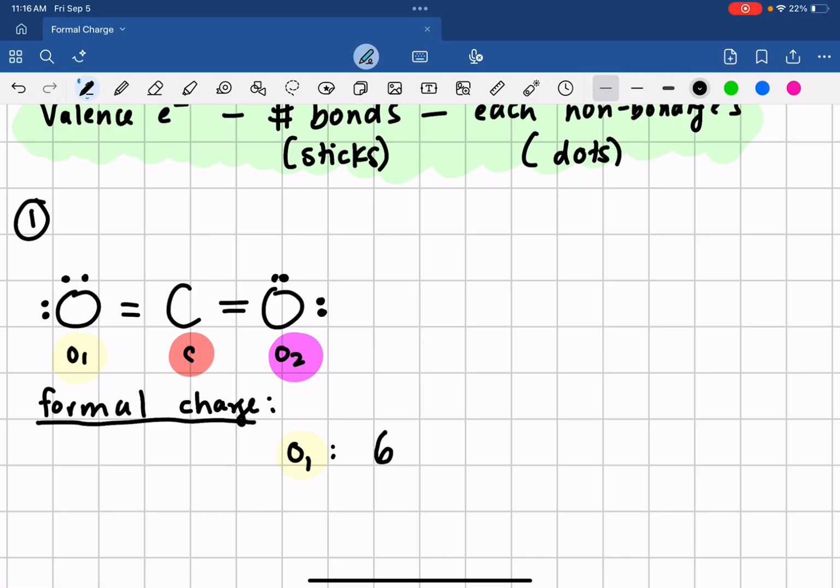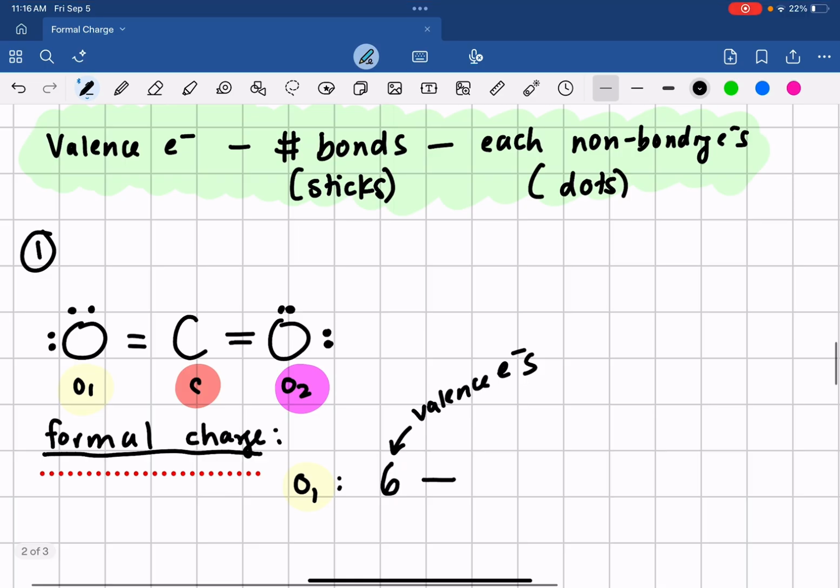So oxygen 1 has 6 valence electrons minus the number of bonds. So if we look up here, the number of bonds. And if I look at it, I see that oxygen has 2 bonds. So bond number 1 and bond number 2. So it has 2 bonds minus each dot, otherwise known as non-bonding electrons. So these electrons are not bonded in a bond, while these electrons are bonded in a bond over here.